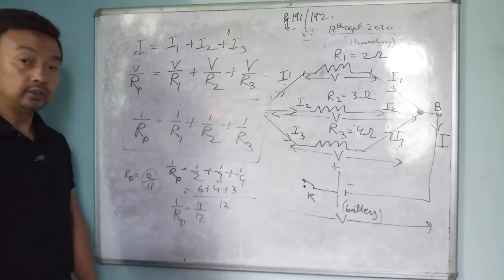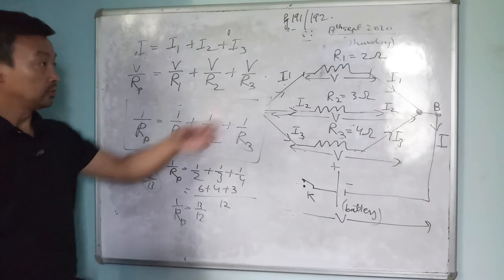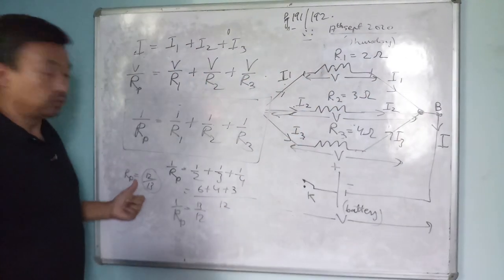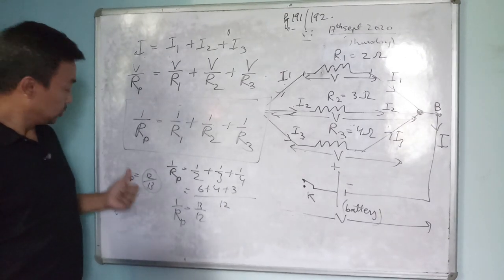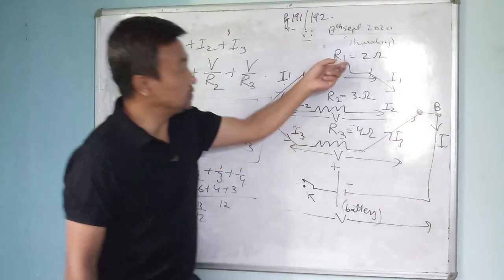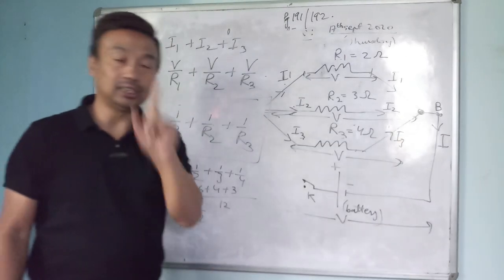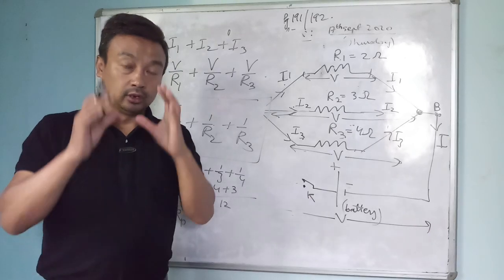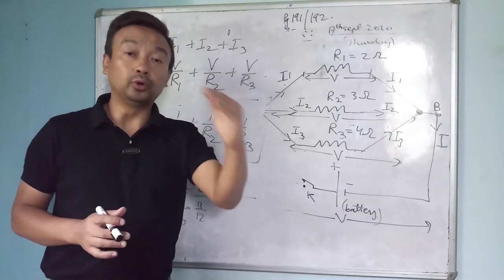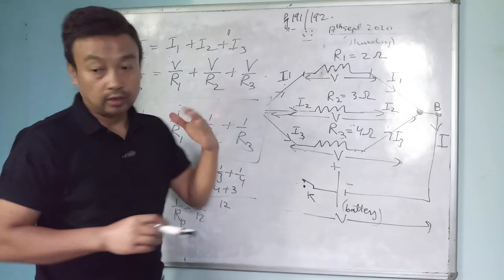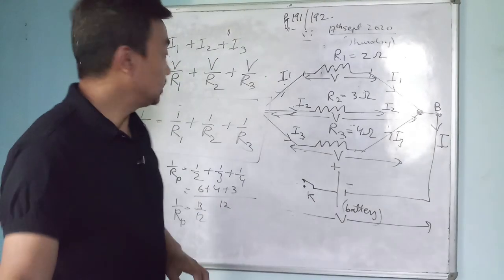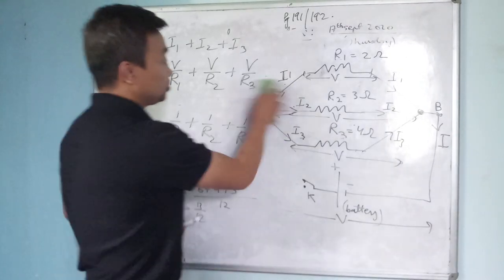12 by 13 is obviously a very small value. It will come in decimals. It is less than 1. So look at the first resistor, 2 ohm. This is more than the equivalent resistance, yes or no? So this equivalent resistance will be less than all the individual resistances in case of the parallel, whereas in case of the series, the equivalent resistance will be more than the individual resistances. So these are the two formulas we have learned here.